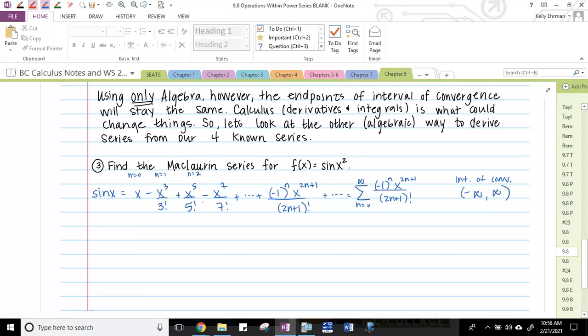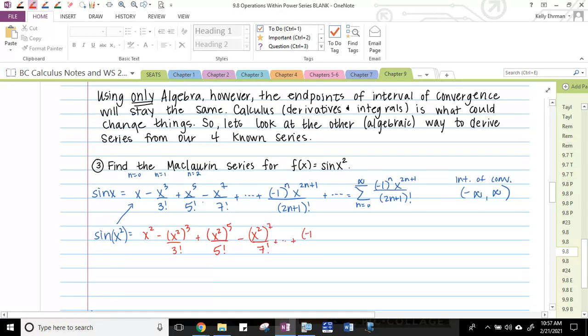What about sine of x squared? That's what we're supposed to be finding. All you have to do is plug x squared into the sine x function, right? So that's what we mean by using algebra, just using function notation, basically. So x squared minus x squared to the 3rd over 3 factorial plus x squared to the 5th over 5 factorial minus x squared to the 7th over 7 factorial.